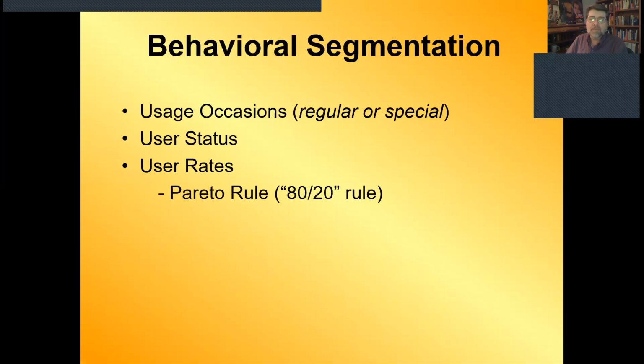There is something called the Pareto rule. It's also referred to as the 80-20 rule, which says that 80% of your sales will come from 20% of your customers. So you will look at user rates and obviously focus on the people who use it at a higher rate. There's also something called the long tail, and this is sort of the opposite of the 80-20 rule. Well, it's not the opposite, it's just the other part of it.